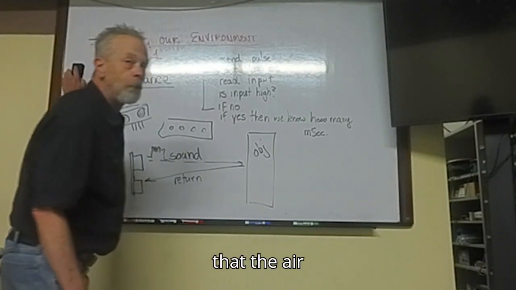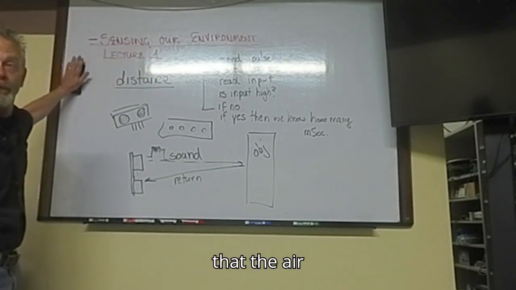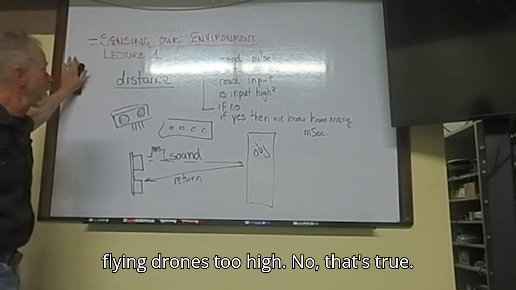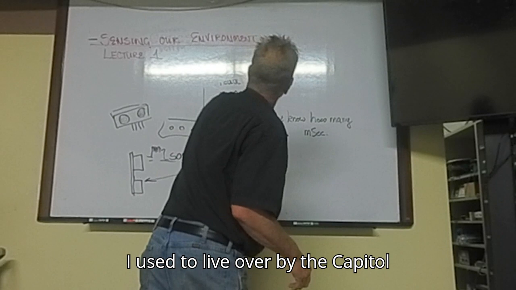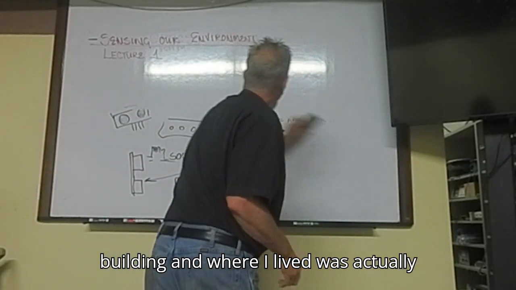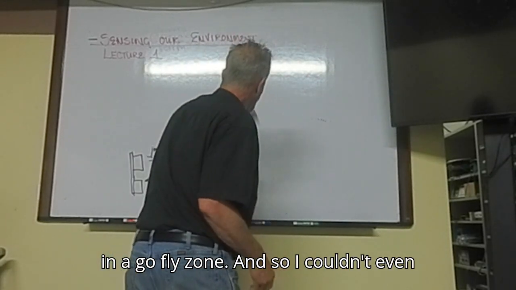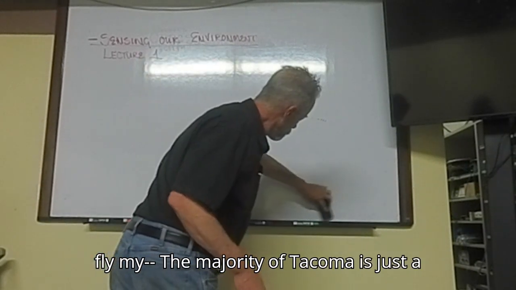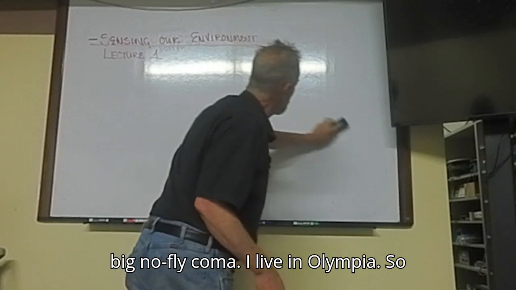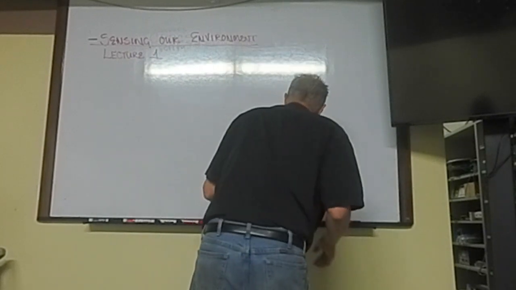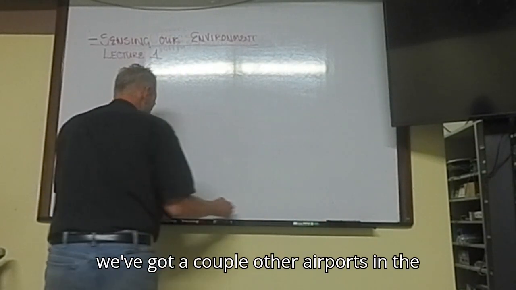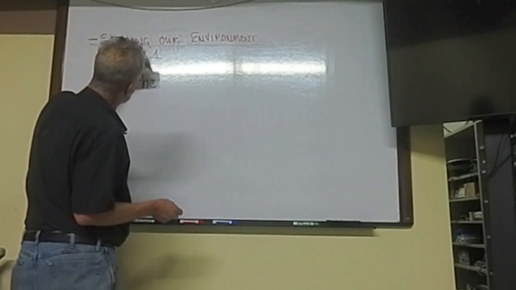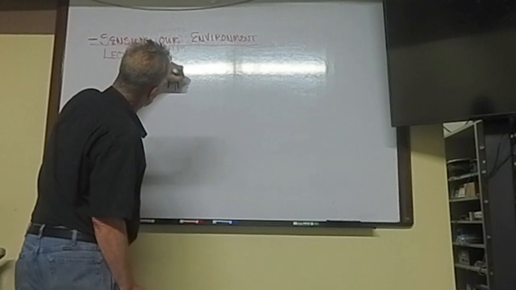The other thing is that the air base nearby really doesn't like people flying drones too high. No, it's true. I used to live over by the Capitol building, and where I lived was actually in a no-fly zone. The majority of Tacoma is just a big no-fly zone. I live in Olympia. We've got a couple of airports and the Capitol building out there, so you can't fly around. Yeah, for good reason.